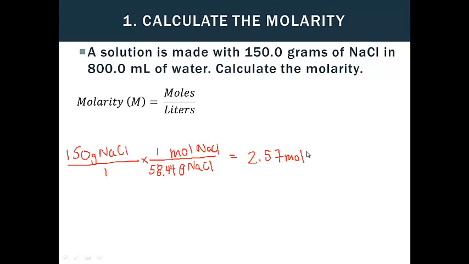We also aren't given liters, we're given milliliters, so there's another conversion. I'm just going to take 800 milliliters and convert milliliters into liters. 1 liter is 1,000 milliliters, so I've got 0.8 liters. Now I just have to divide the two.